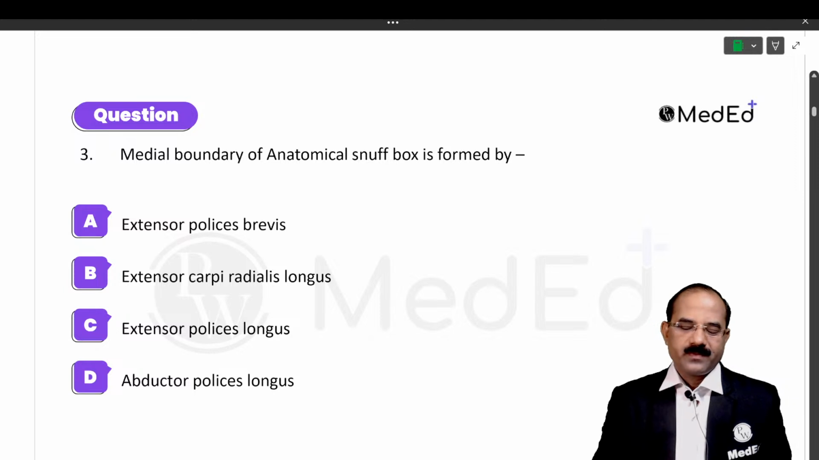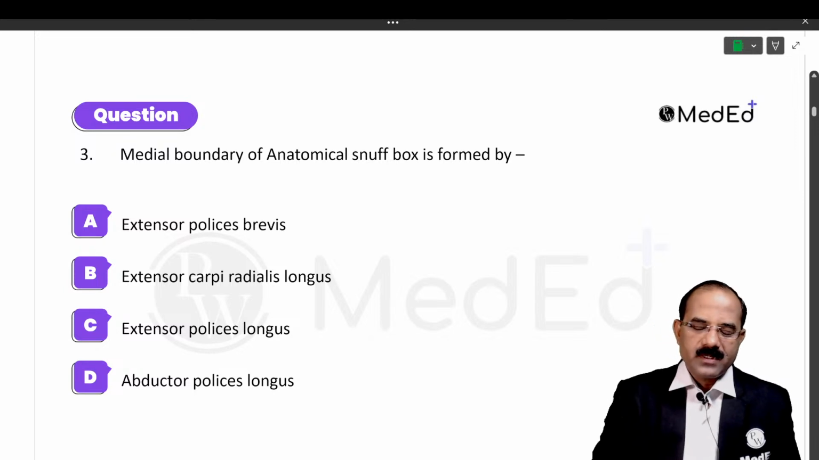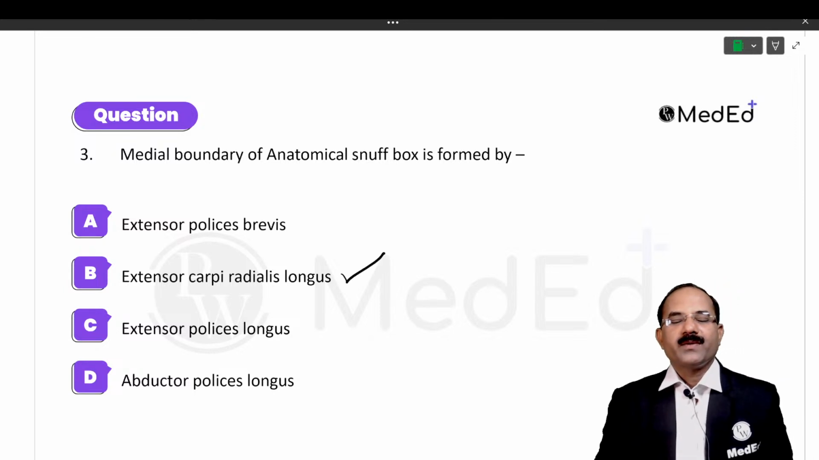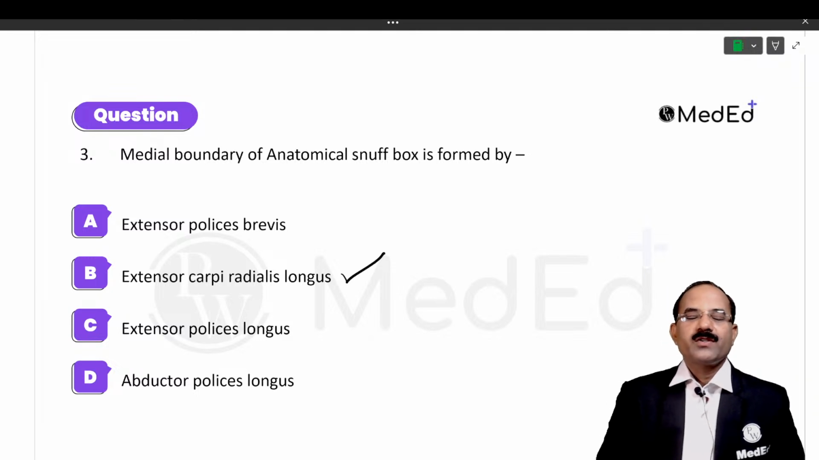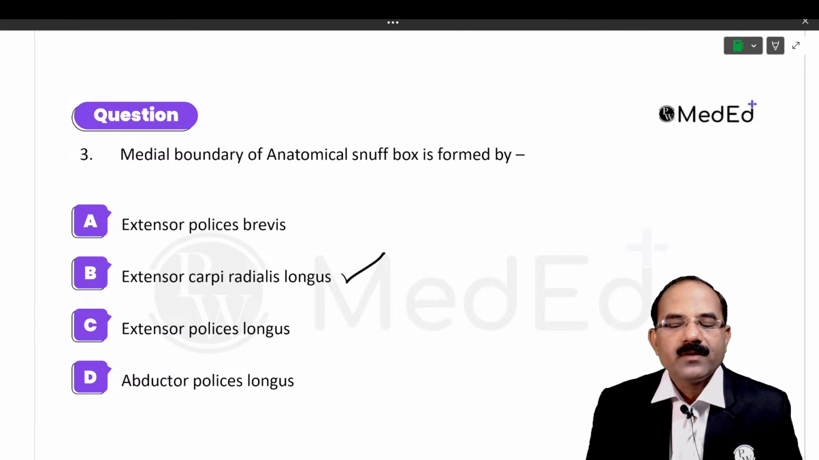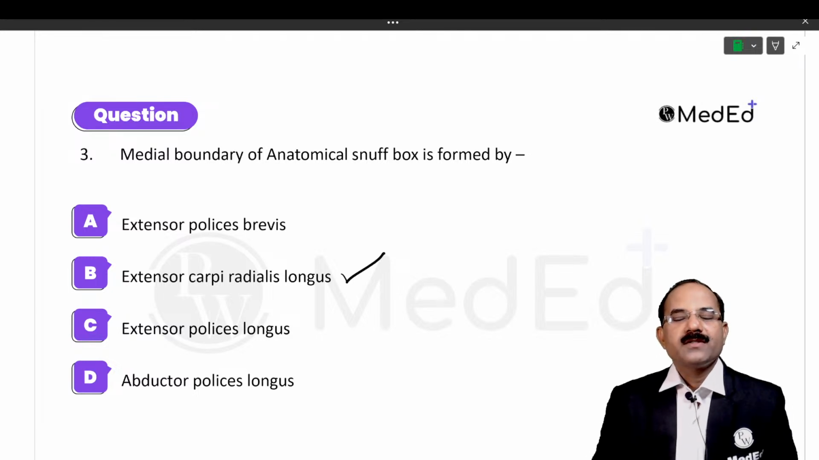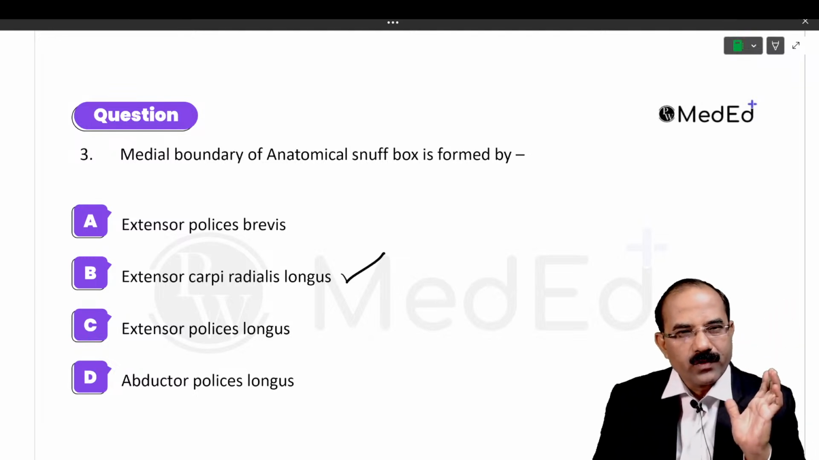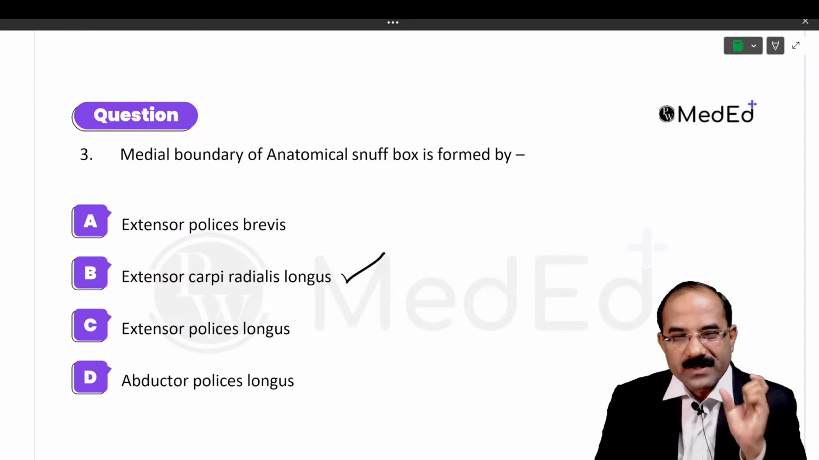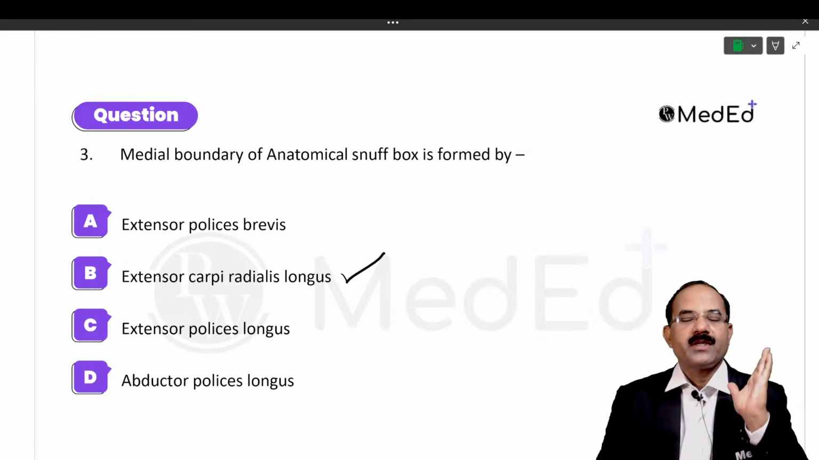Yes, Gaurav. Extensor pollicis longus. Very good. Yes, Paras. Very nice. You are also right, Jishan. Mohammed Hadis. Farah. Very good. All of you. Chalo. Is this clear? Is this clear to all of you? Anatomical snuff box. The visual slide is also important. The MCQ is also important.